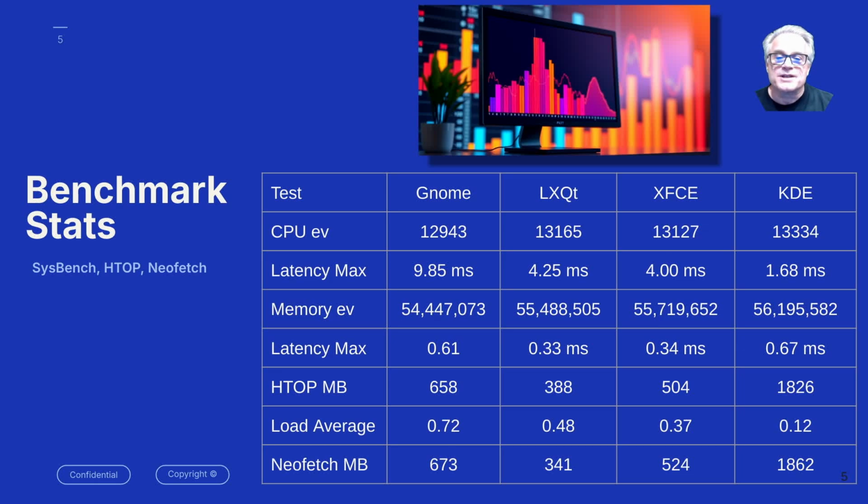And if you'll notice, Gnome had the highest latency, which means it was slower than the other environments. Interestingly, KDE came in with a racing 1.68 milliseconds with this setup. It actually beat out CPU computations on the two lighter weight environments.